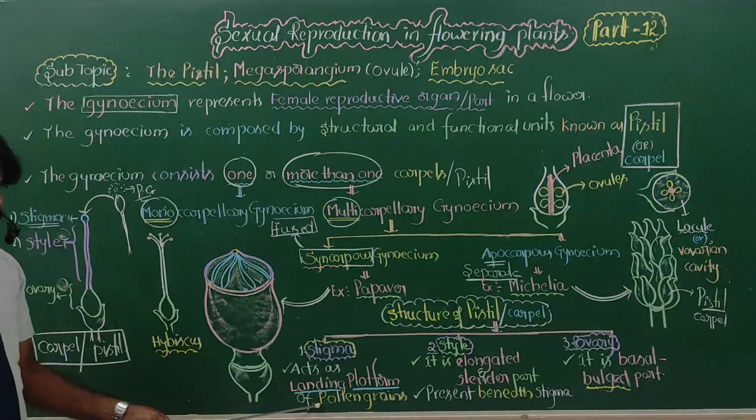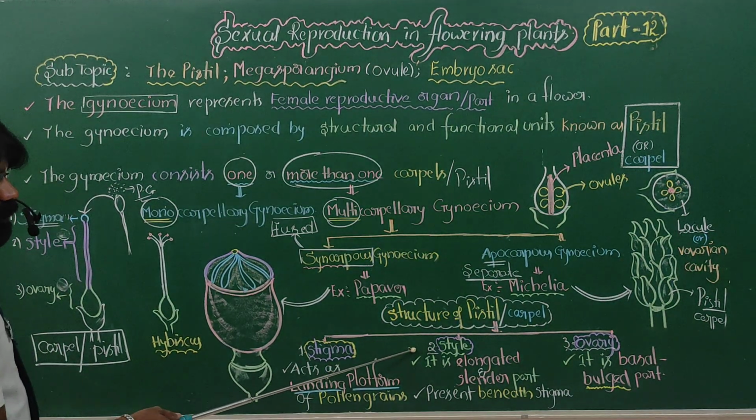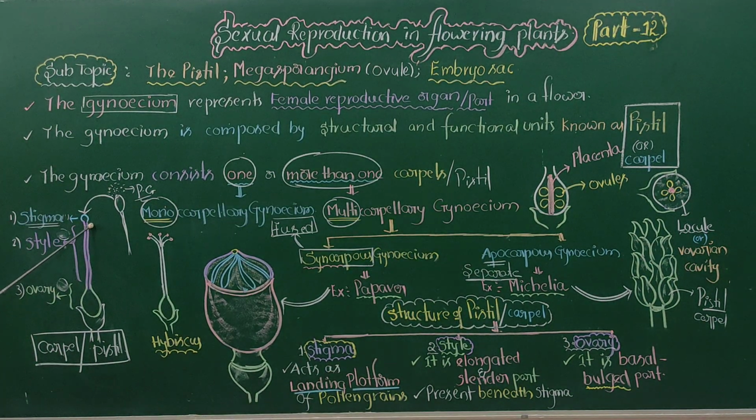So that is what I mentioned. Next, the style. What is the style? Just the name we need to mention. The style is the elongated part from here to here. It is an elongated, thin, slender part. Where is the stigma? Below the stigma it is present. Hence it is called beneath the stigma, or else immediately above the ovary we can also say.